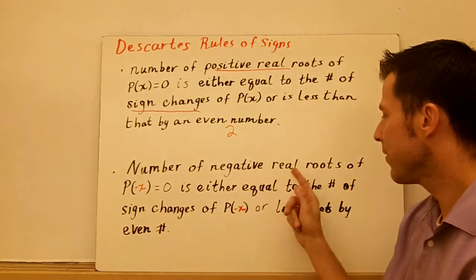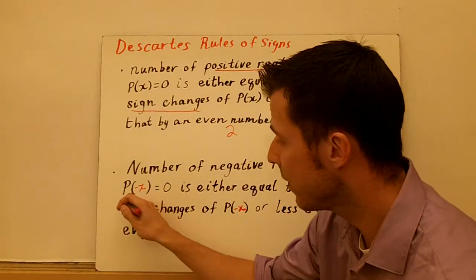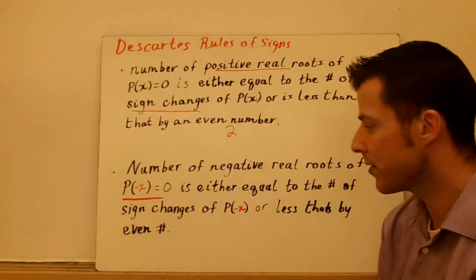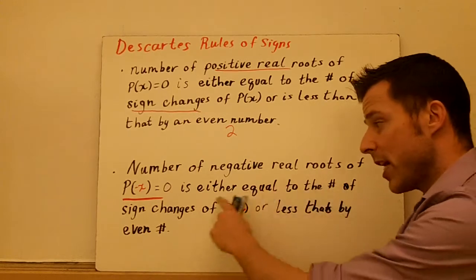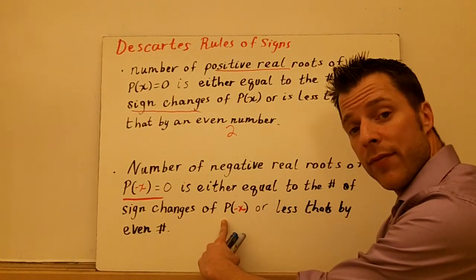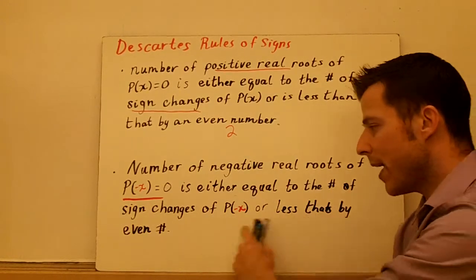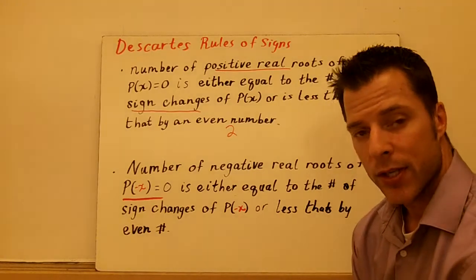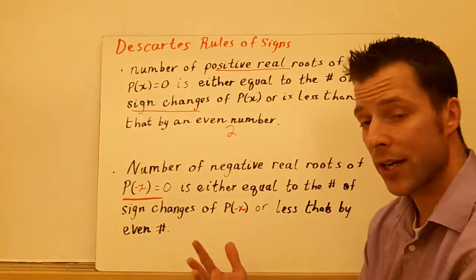That way I'm ensuring to get all possible cases. The number of negative real roots here, you've got to be careful. The negative roots, as you change x to negative x, is either equal to the number of sign changes of p of negative x or less than that by an even number. So let's look at an example of what this actually does.